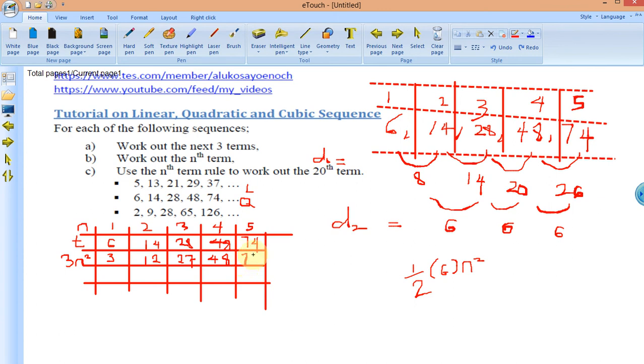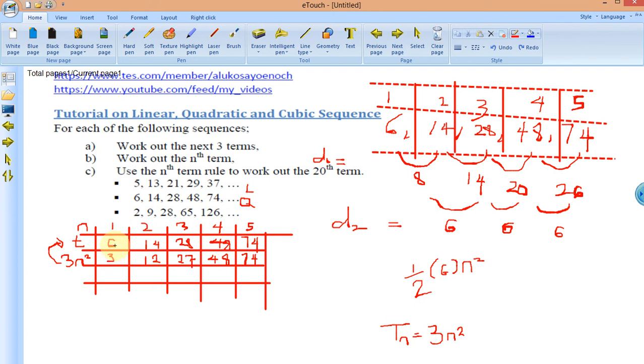Don't forget I generated this, so let me just start our formula now. I've gotten the first part of the formula, which is 3n squared. So just keep that. Now what I'm going to do is 3n squared minus t, which means the number below minus the number above.